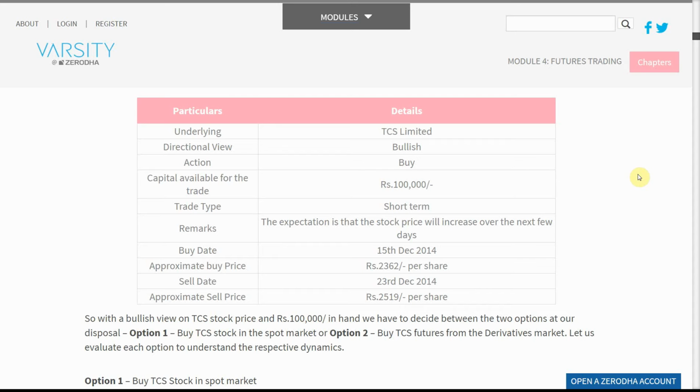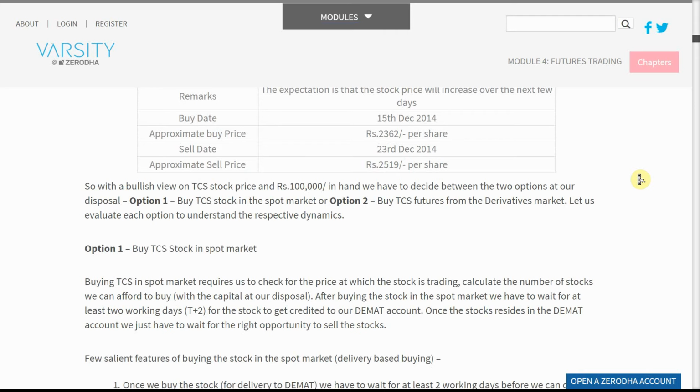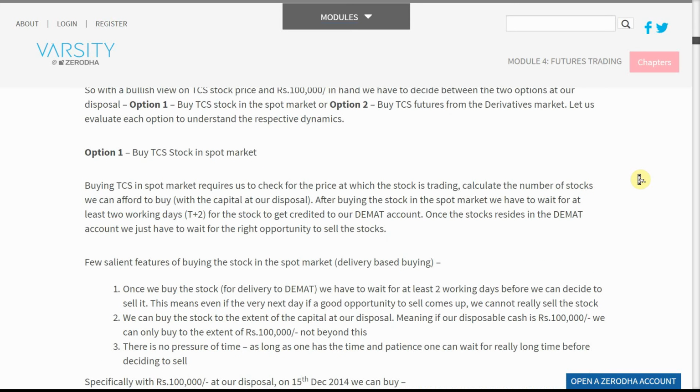So with a bullish view on TCS stock price and 100,000 rupees in hand, we have to decide between the two options at our disposal. Option 1, buy TCS stock in the spot market, or option 2, buy TCS futures from the derivatives market. Let us evaluate each option to understand the respective dynamics. Option 1, buy TCS stock in the spot market. Buying TCS in the spot market requires us to check the price at which the stock is trading and calculate the number of stocks we can afford to buy with the capital at our disposal.